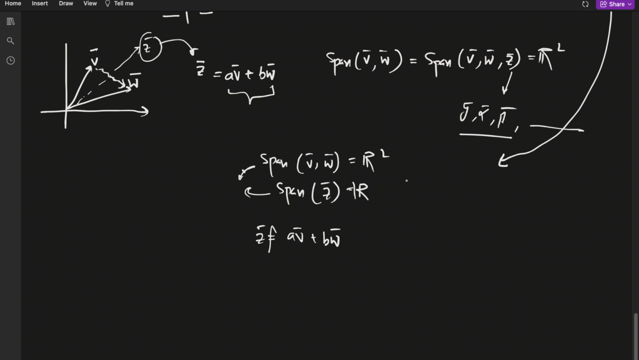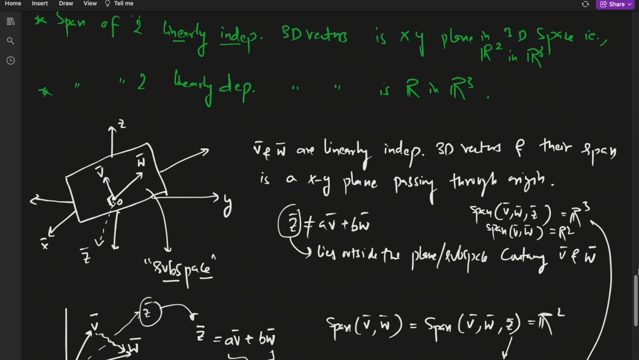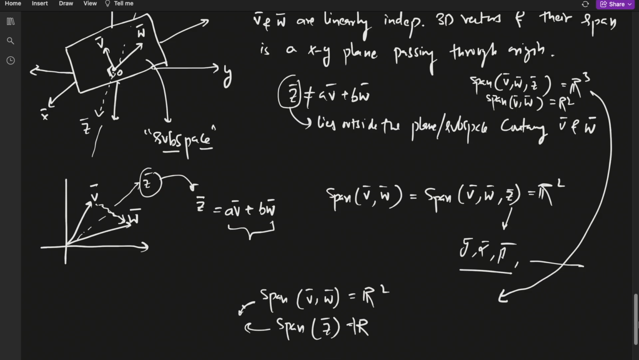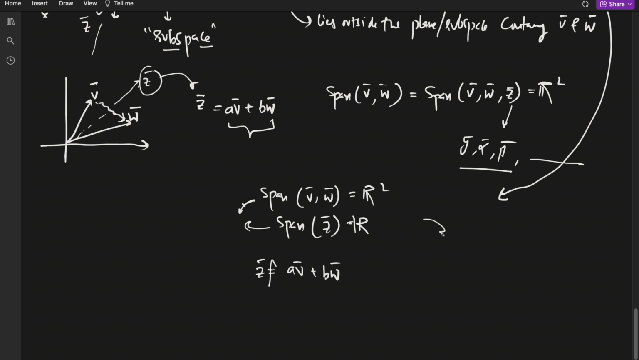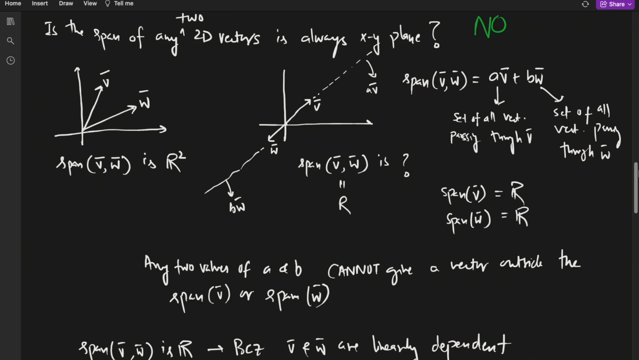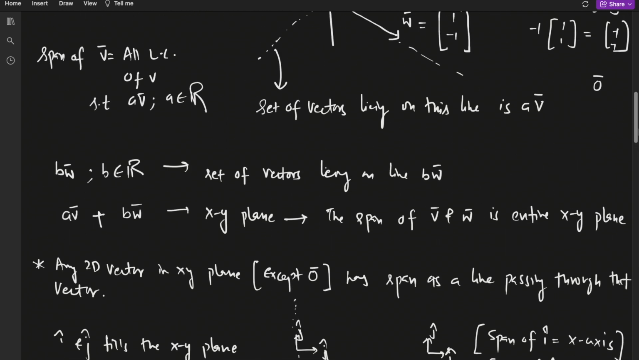I mean this span of z is not lying in the span of v and w. So then if you combine these two spans, that r and r square, so if you see this span of r, this is this line which is going outside this plane, then the combination of these two spans, this plane and this line, will give you span of v w z is r cube, right? We did the same exact thing here.